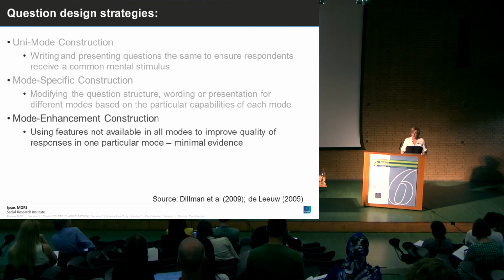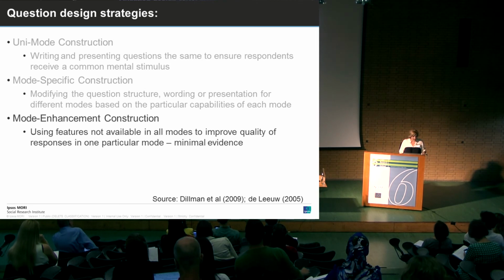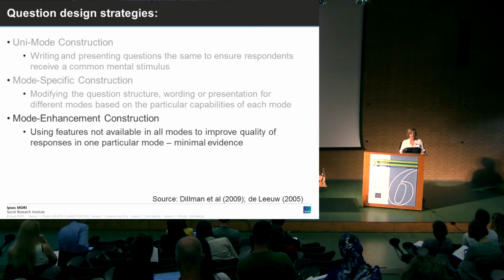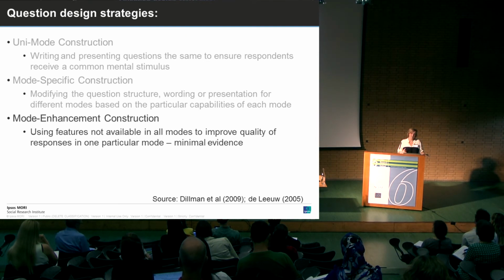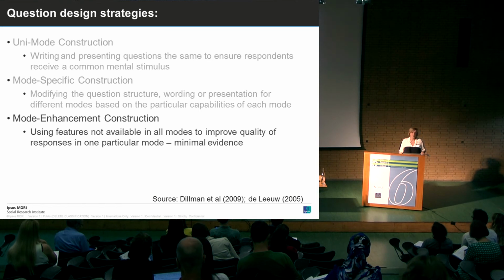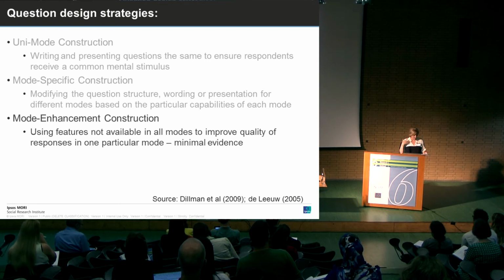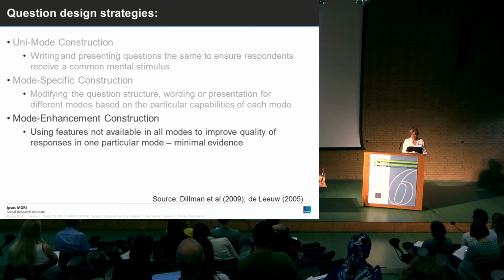Another strategy is called mode enhancement construction. In this one, one mode is considered to be the main mode, and all the questions are designed to be optimal for that main mode. The other modes are used as complementary modes and are designed to be as similar as possible to the main mode, even if that means a suboptimal design for that particular mode. For example, telephone could be the main mode in a design that combines face-to-face with telephone. Because telephone is the main mode, response lists are kept short and no show cards are used in the face-to-face mode.